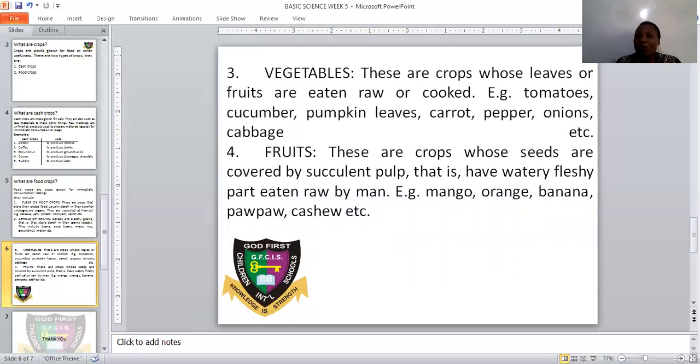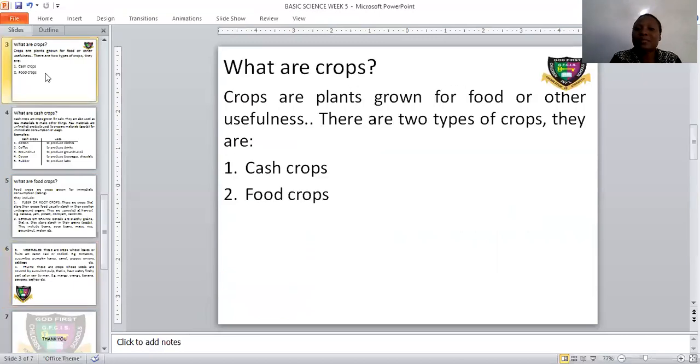Let's do a recap of what we have learned. We said crops are plants grown for food or other usefulness. And I said we have two types of crops. They are number one, cash crops, and number two, food crops.